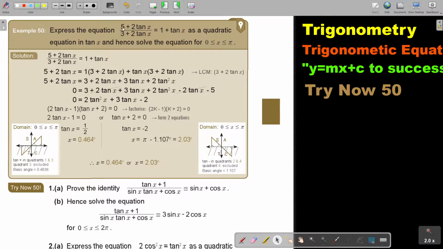Express the equation (5 plus 2 tan x) over (3 plus 2 tan x) equals 1 plus tan x, there it is, as a quadratic equation in tan x, and hence solve the equation. Stop there. Do you see this? Then it's radians.